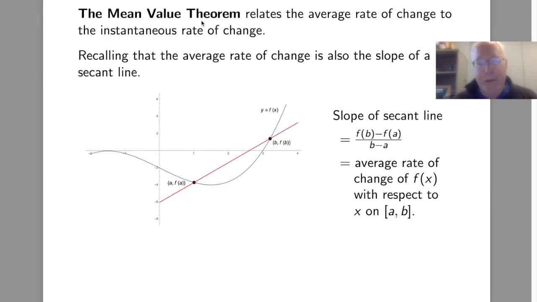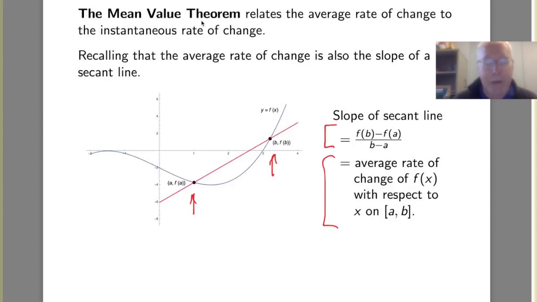Here's a picture illustrating that. We've taken two points, x equals a and x equals b, and we've computed the average rate of change of f of x with respect to x on the interval from a to b. That's given by this quotient here. As we've seen before, this average rate of change is also equal to the slope of the secant line determined by the points (a, f of a) and (b, f of b). So we've illustrated that all here.